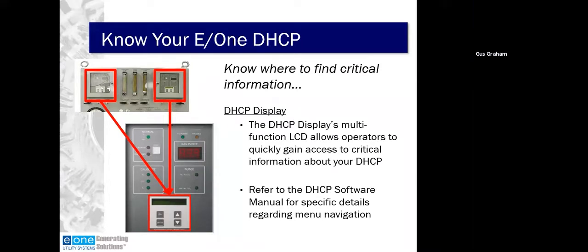On the DHCP display is a multifunction LCD, as indicated on the lower portion of the screen here. That multifunction LCD allows you to gain access to critical information, control parameters, fault codes, settings, and the ability to control the unit through different modes of operation. Refer to your DHCP software manual for specific details regarding the menu navigation. In the video that you'll be sent a link to after today's webinar, we walk you through the basic modes of operation of the DHCP multifunction display.